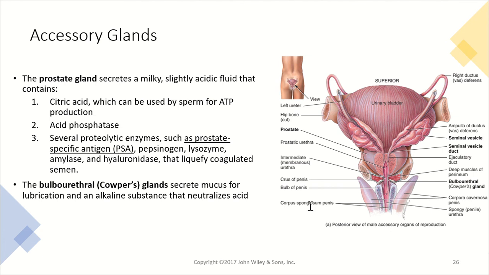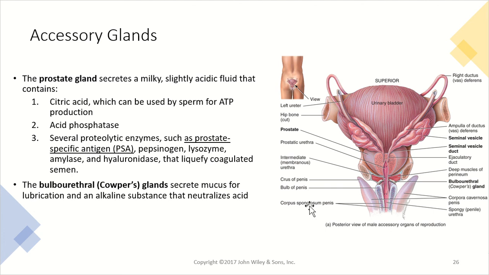The next accessory gland we have is the prostate gland. This is responsible for secreting a milky, slightly acidic fluid that's going to contain citric acid, which can also be used by the sperm for ATP production. It'll also have acid phosphatase, as well as several proteolytic enzymes, such as prostate-specific antigen, or PSA, as well as a couple of other types of enzymes that are going to be there to help to liquefy coagulated semen. So it can kind of become more liquid again and move to wherever it is supposed to go.